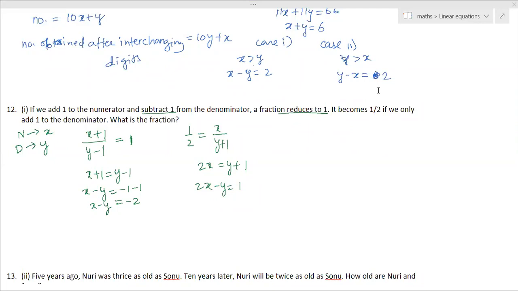Three, x is equal to 3. I got x is 3 and y is... I'm getting y is minus 5. No, I mean, oh sorry, plus 5. 3 plus 2 is 5. Y is 5. So the fraction will be 3 by 5.